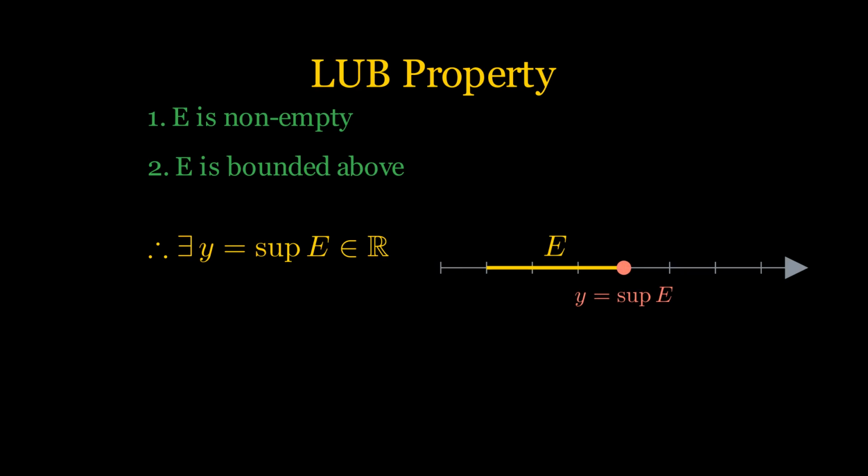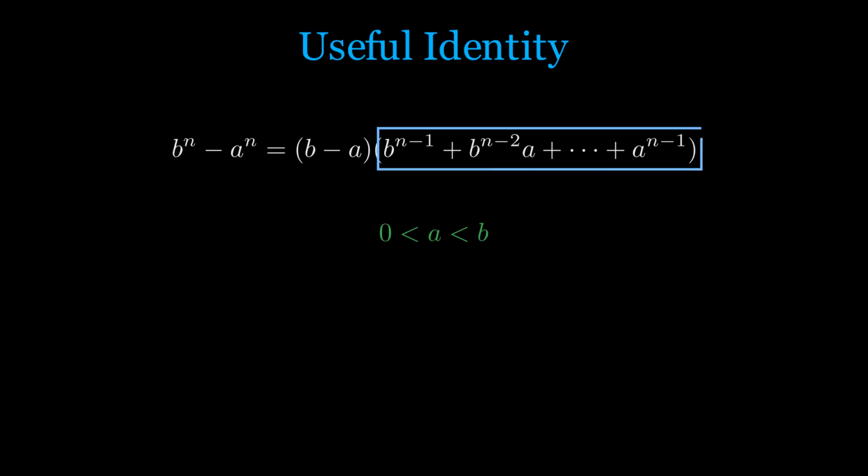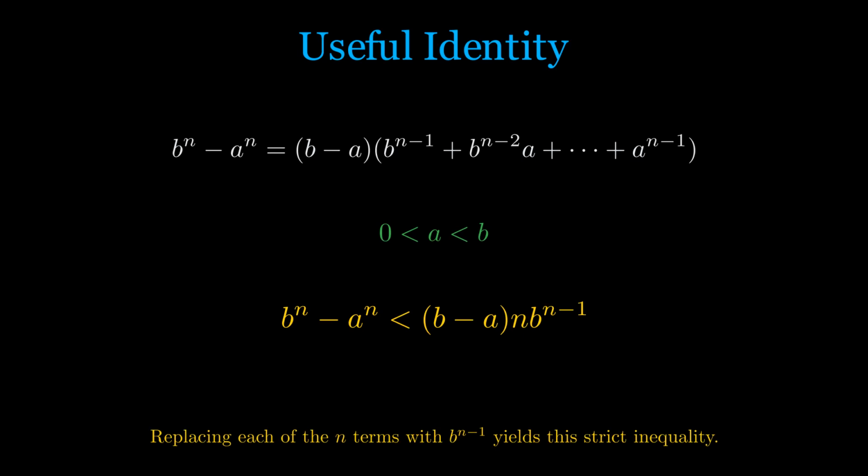We begin with this standard algebraic identity. Assuming a is positive and less than b, observe the terms in the second factor. Notice that since a is less than b, every term here is strictly less than b to the n minus 1. Replacing each of the n terms with b to the n minus 1 yields this strict inequality.